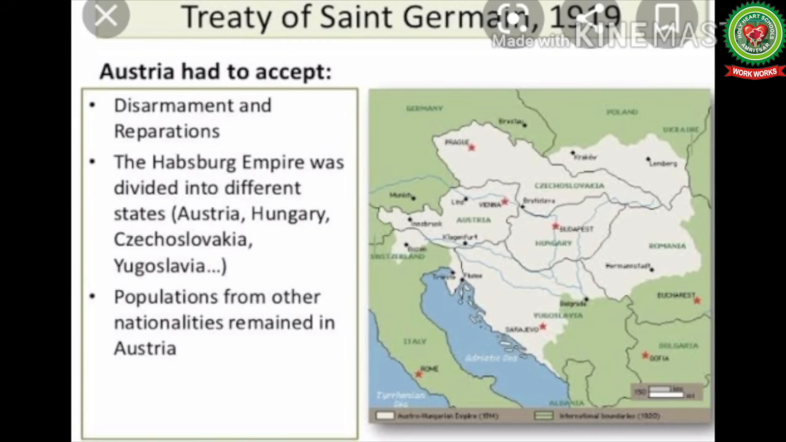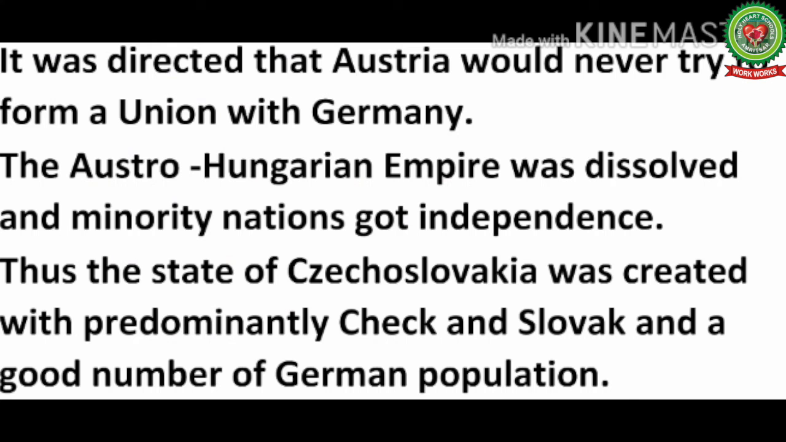The Treaty of Saint Germain was signed with Austria. According to it, Austria had to accept disarmament and reparation paid as Germany had paid. The Habsburg Empire was divided into different states: Austria, Hungary, Czechoslovakia, and Yugoslavia. Population from other nationalities remained in Austria. It was directed that Austria would never try to form a union with Germany. The Austro-Hungarian Empire was dissolved and minority nations got independence. Thus, the state of Czechoslovakia was created with predominantly Czech and Slovak and a good number of German population.